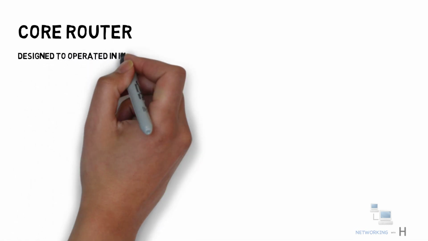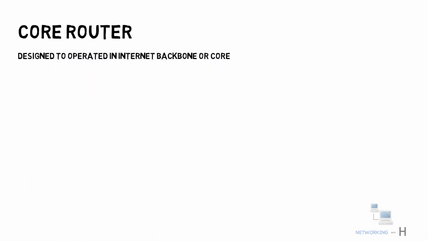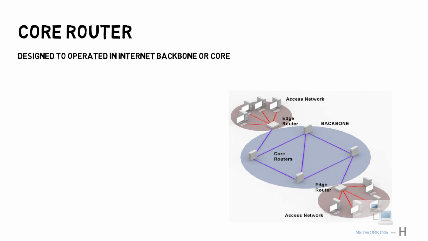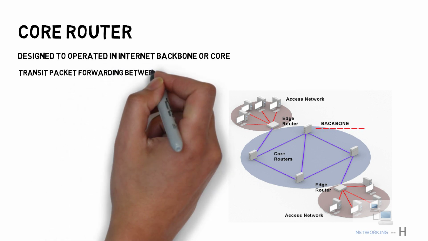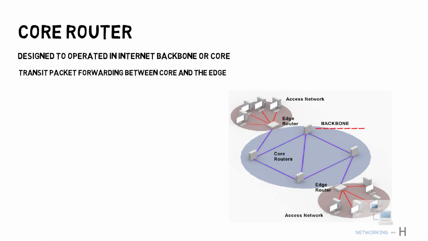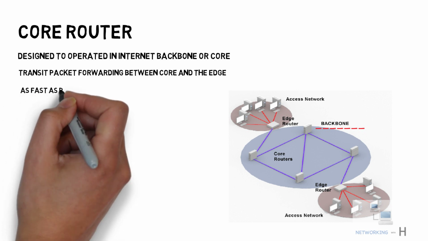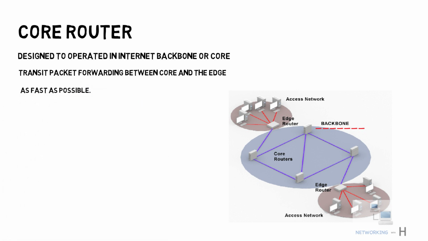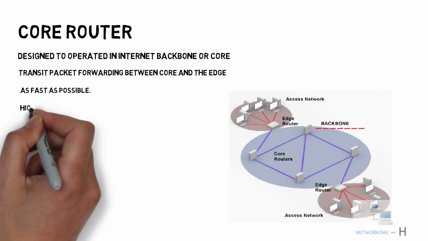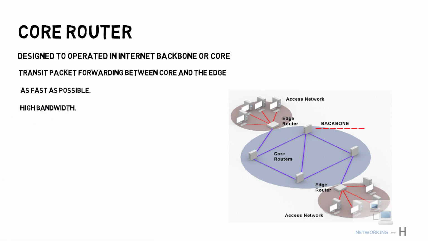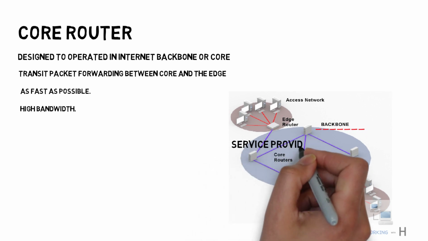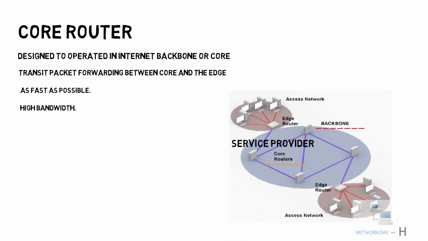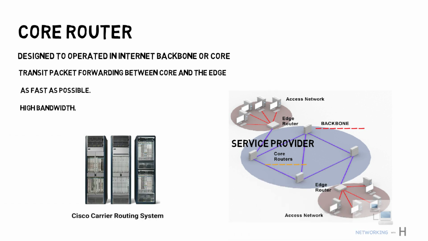The next router is the core router. This router is designed to operate in the internet backbone or core. A core router provides transit packet forwarding service between other core and edge routers. Core routers forward traffic between the edges as fast as possible. They tend to be optimized for high bandwidth. Those routers are used as service providers' core routers. Cisco CRS carrier routing system is an example of core routers.